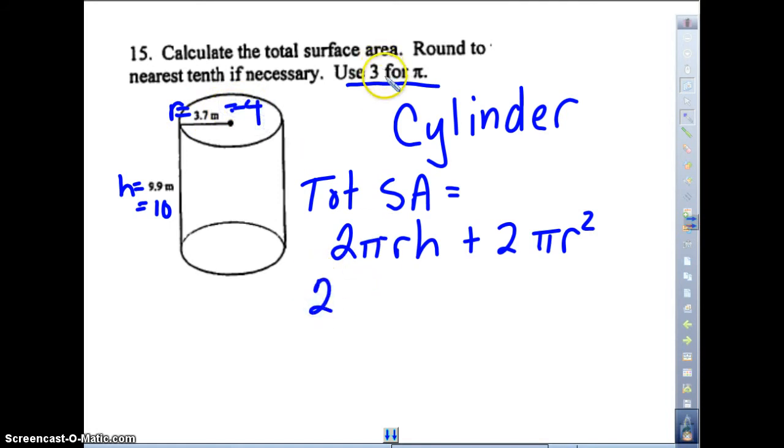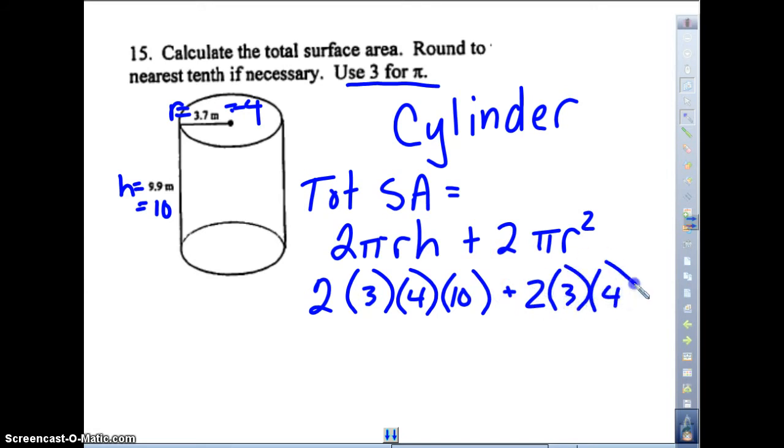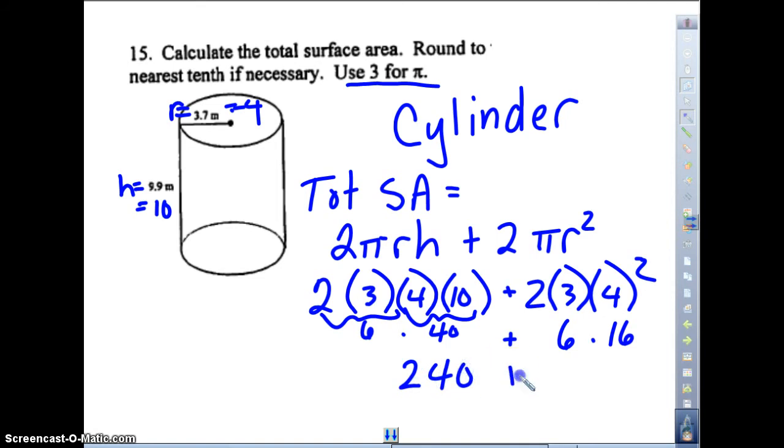Right here I'm using 3 for pi. 2 times 3 times a radius of 4 times a height of 10, plus 2 times 3 times my radius of 4 squared. 4 squared is what? 16. You know you have to do your exponent first. 16 times 6. And over here I've got 6 times 4 times 10, that right there is 40. What's 6 times 40? 240 plus, now I've got to take 16 times 6.